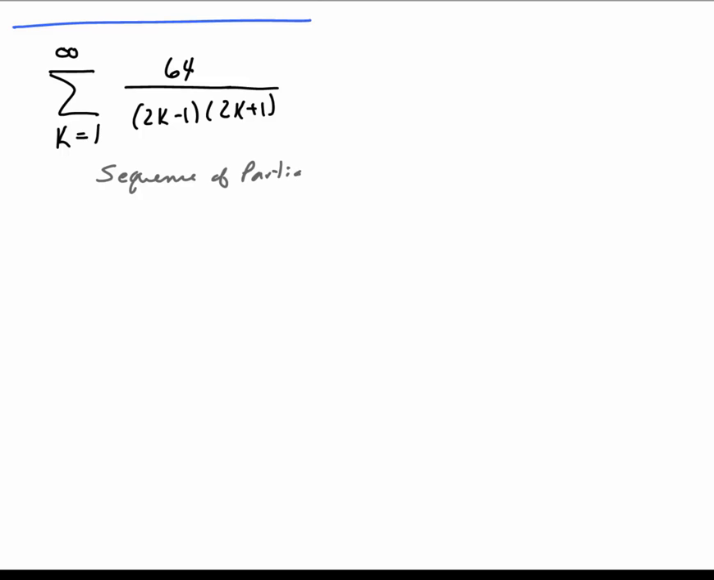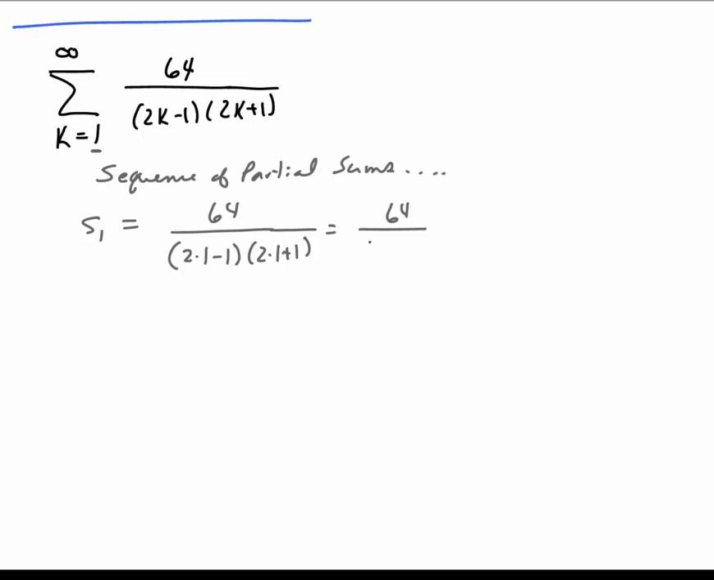So we'll start with s sub 1, and the reason that we'll start with s sub 1 is I have a 1 here. So s sub 1, what I'll do is I'll plug a 1 in, so I'll have 64 over (2 times 1 minus 1) times (2 times 1 plus 1). 2 times 1 minus 1, 2 minus 1 is 1, 2 times 1 is 2 plus 1 is 3, so I get 64 thirds here. So 64 thirds is s sub 1.